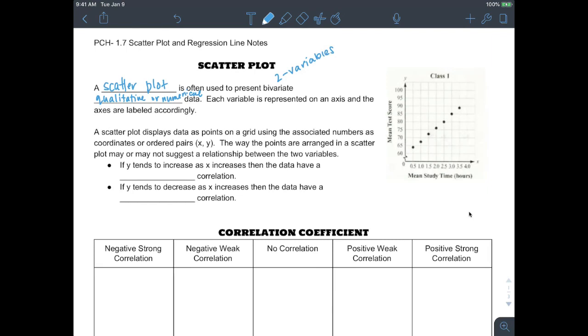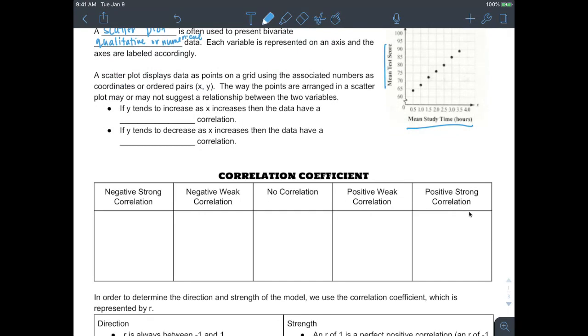And then we represent one on the x-axis and the other on the y-axis. So this data here is mean study time versus mean test scores. So average study time versus average test scores, two different variables. A scatter plot displays data on a grid using an x and y coordinate. So in our case, our x would be the mean study time and the y would be the mean test scores.